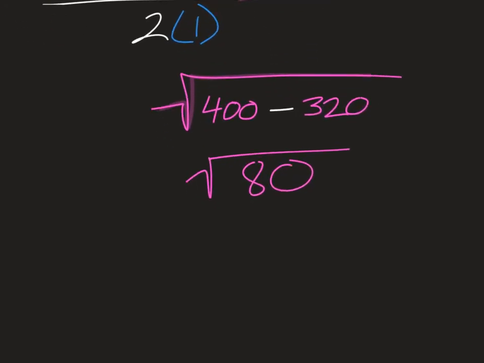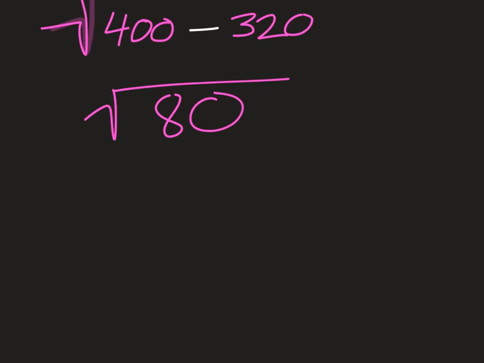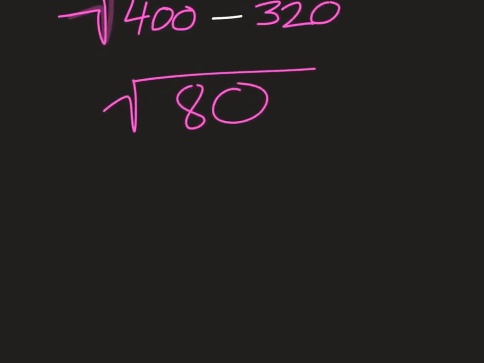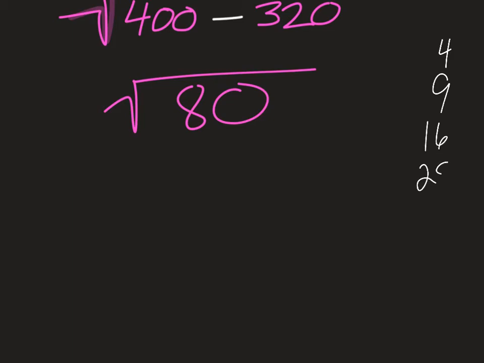We're going to look at this radical 80, and we're going to factor out of it the biggest perfect square that we can find. So I always like to write myself a list of perfect squares out to the side, because it just makes it a little bit easier for me. So then I've got all my perfect squares here.